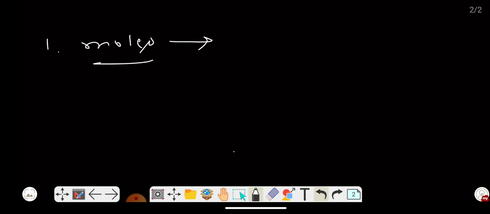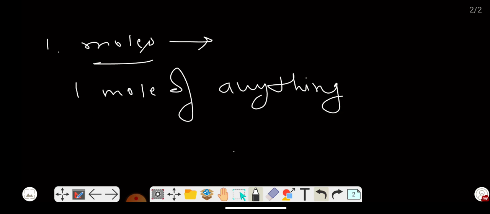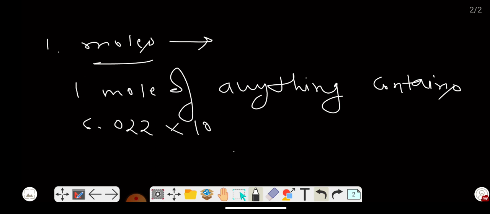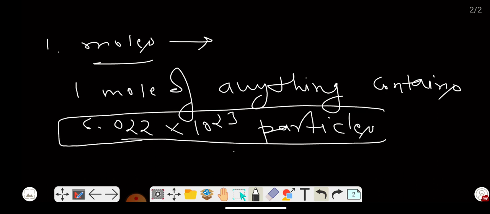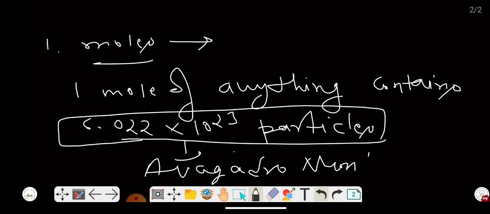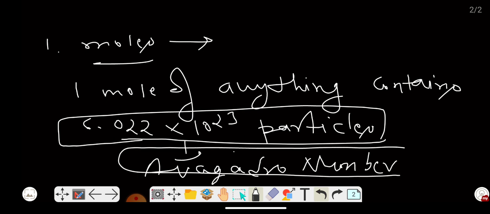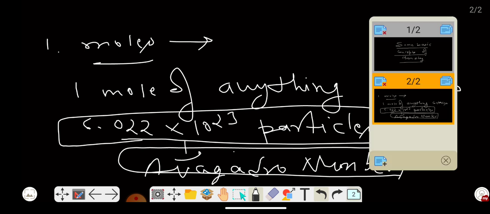So moles, or 1 mole of anything, contains 6.022 into 10 to the power 23 particles. 1 mole of anything contains this much amount of particles. Now this number is called the Avogadro number because it is given by the scientist Avogadro.